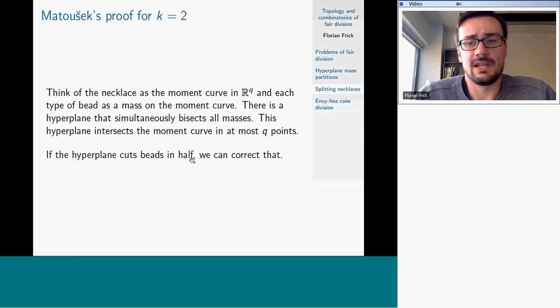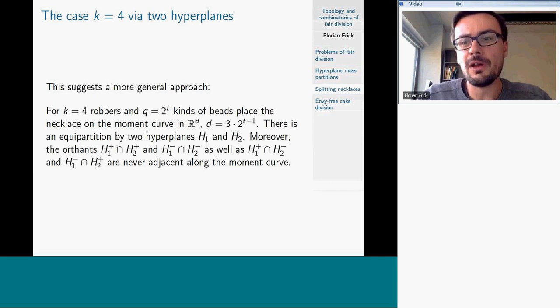That's the proof for k equal to 2. Then how about we try k equal to 4 using two hyperplanes? Right? So if you have four robbers, then let's assume that the number of types of beads is a power of 2. So on the moment curve in the correct dimension, we know that we have an equipartition result. And now there are two hyperplanes. The plus plus and the minus minus are adjacent to one another, and to get from one to the other you have to traverse two hyperplanes. And plus minus and minus plus, you also have to traverse hyperplanes, so they're never adjacent to each other along the moment curve.